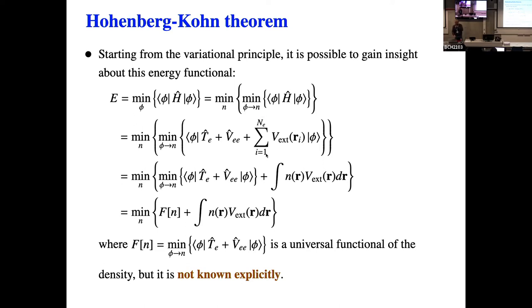And as a result, you can split the pieces into this term here, which is the kinetic energy plus the electron-electron interaction, that really requires resorting to the wave function. And then we have a term here that's basically the density times the external potential. For this term, we don't need to know explicitly the wave functions. So we can write that the energy is just the minimization over the density of a given functional of density, which is this piece here, plus this term here. This, again, is a universal functional of the density, but it is not known explicitly.